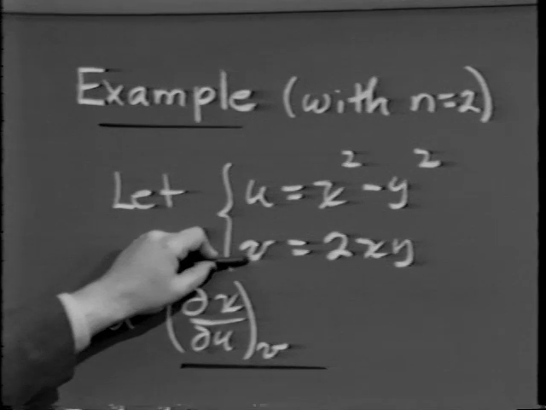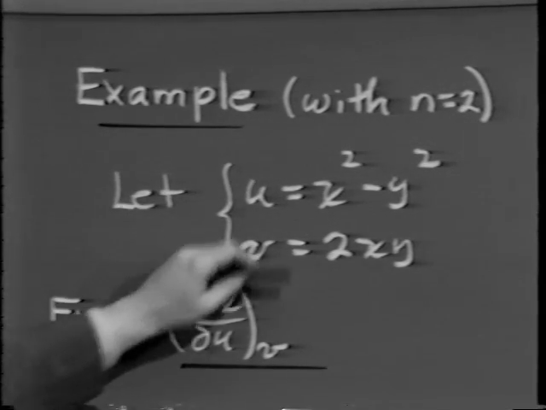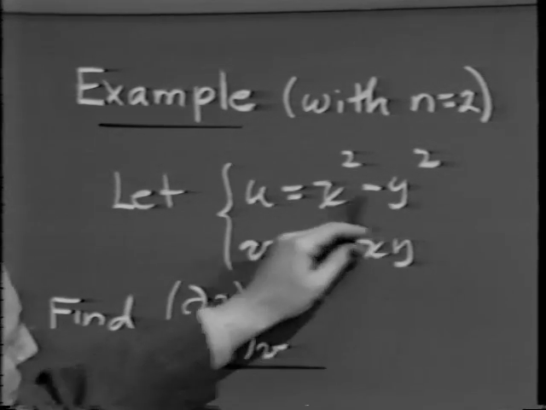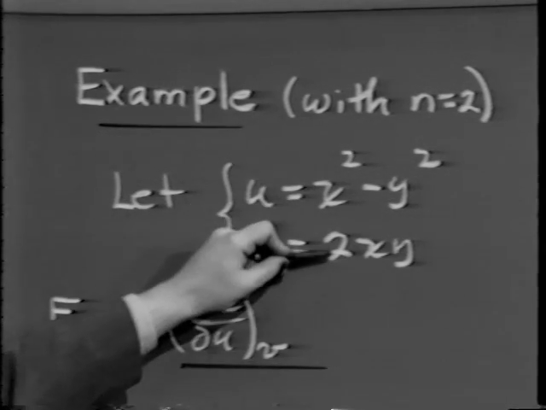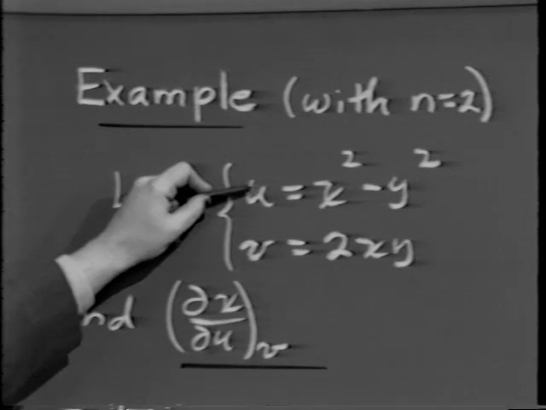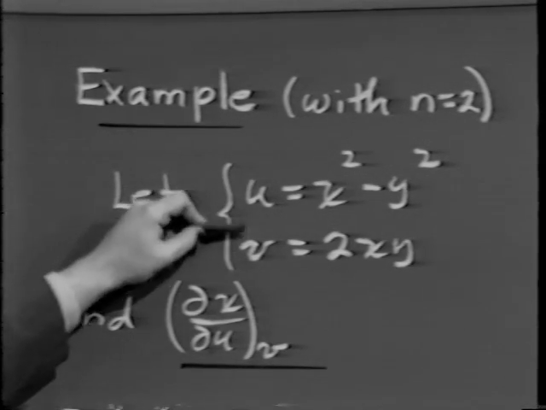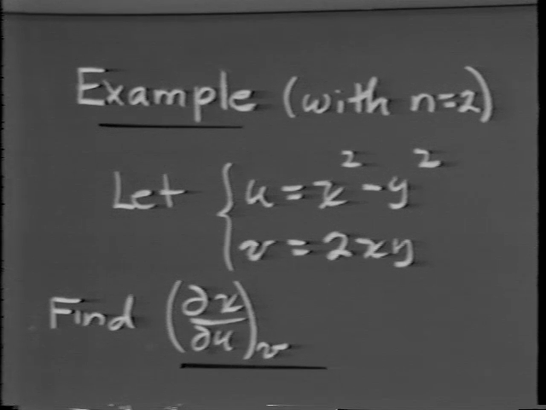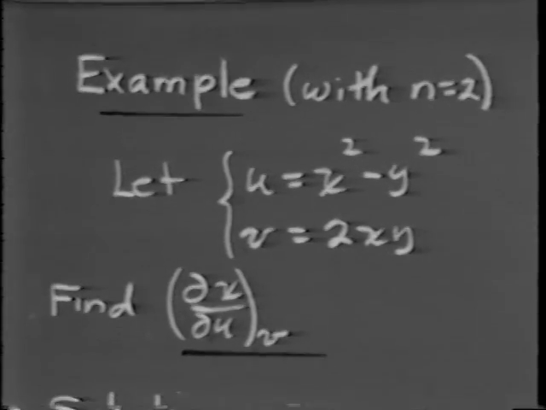This system as given expresses u and v in terms of the pair of independent variables x and y, and now what you'd like to do is express the pair of variables x and y in terms of the independent variables u and v, assuming, of course, that u and v are indeed independent variables. The mechanical solution is simply this.